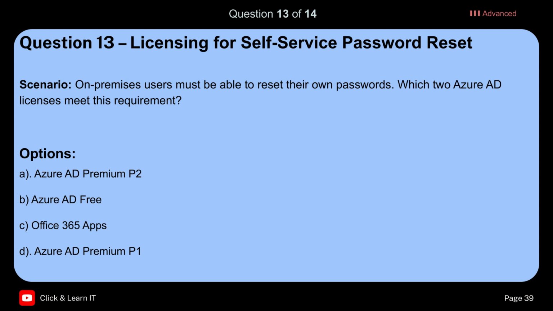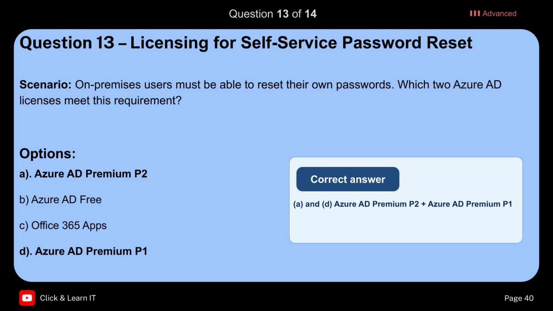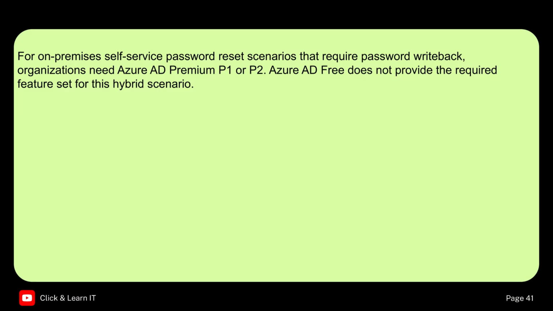Options include Azure AD Premium P2, Azure AD Free, Office 365 apps, or Azure AD Premium P1. The correct answers are A, Azure AD Premium P2, and D, Azure AD Premium P1. For on-premises self-service password reset, which requires password writeback, organizations need Azure AD Premium P1 or P2. Azure AD Free does not provide this hybrid feature set.